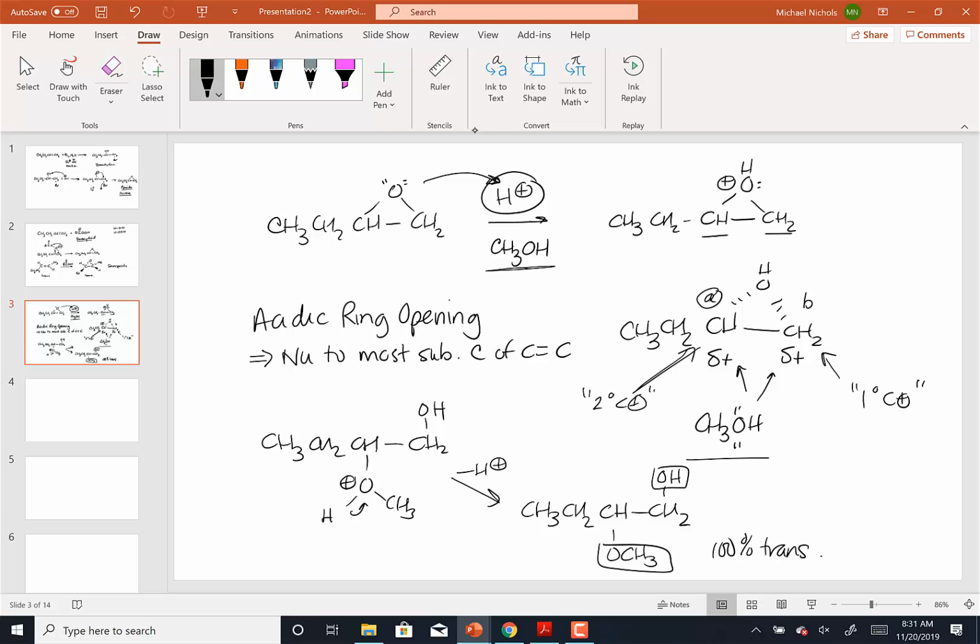Okay, so we make the epoxide, we open it up with acid. The acid protonates the oxygen, then the other group comes in and adds to the most substituted carbon, 100% trans. Okay. All right. Does that make sense to everybody?